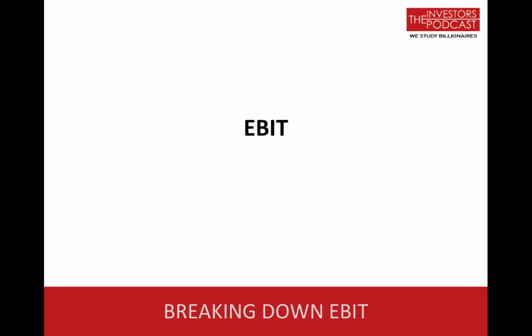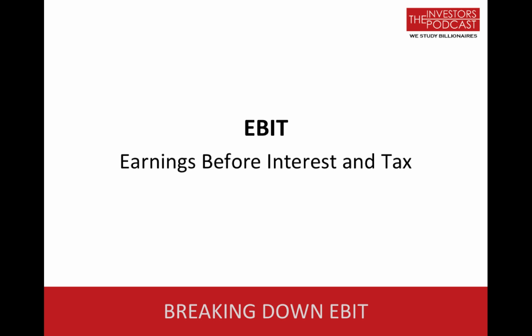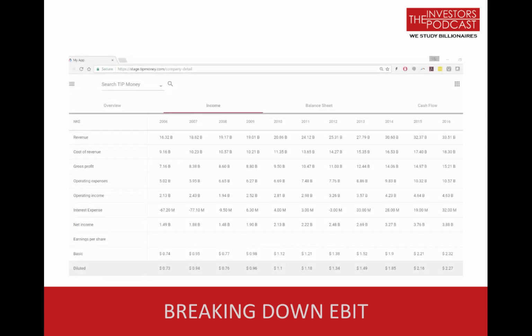What is EBIT? Well, first of all, EBIT is an abbreviation for earnings before interest and tax. And while that sounds like a definition in itself, let's look at a practical example of how to calculate it. Here we're looking at the income statement from Nike on TIP Money. Let's take a look at the most recent numbers.